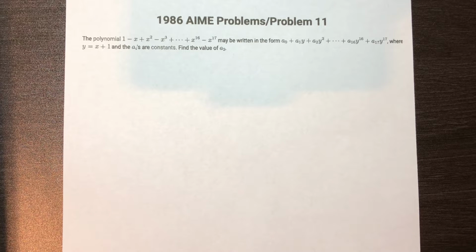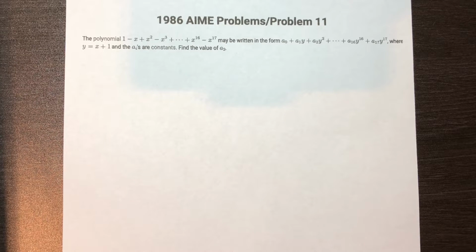Today we're going to be doing the 1986 AIME problem number 11. Now this problem reads: the polynomial 1 minus x plus x squared minus x cubed up until plus x to the 16th minus x to the 17th may be written in the form a0 plus a1y plus a2y squared plus a3y cubed up until a16y to the 16th plus a17y to the 17th, where y equals x plus 1 and the ai's are constants. Find the value of a2.